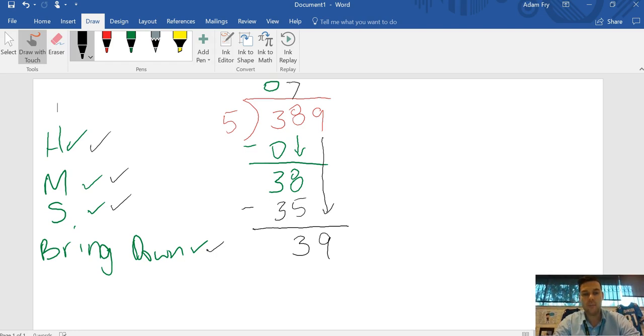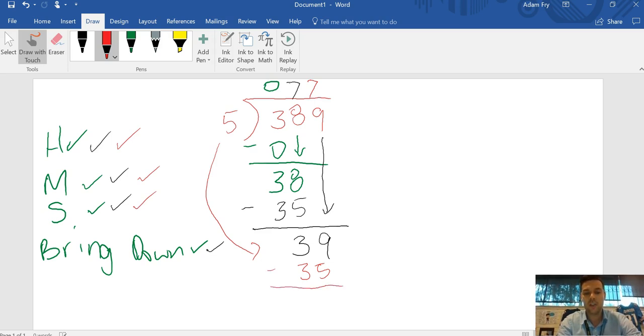Okay, back to the start again. How many times does 5 go into 39? Well, 5 into 39 equals 7 times. Then we must multiply. So 7 times 5 equals 35. Good, so we've done that. What follows on from multiplication? Subtraction. So we put a little subtraction sign in. 39 take 35 equals 4. Now, are there any more numbers to bring down? No, there's no more numbers. So this is actually our remainder.